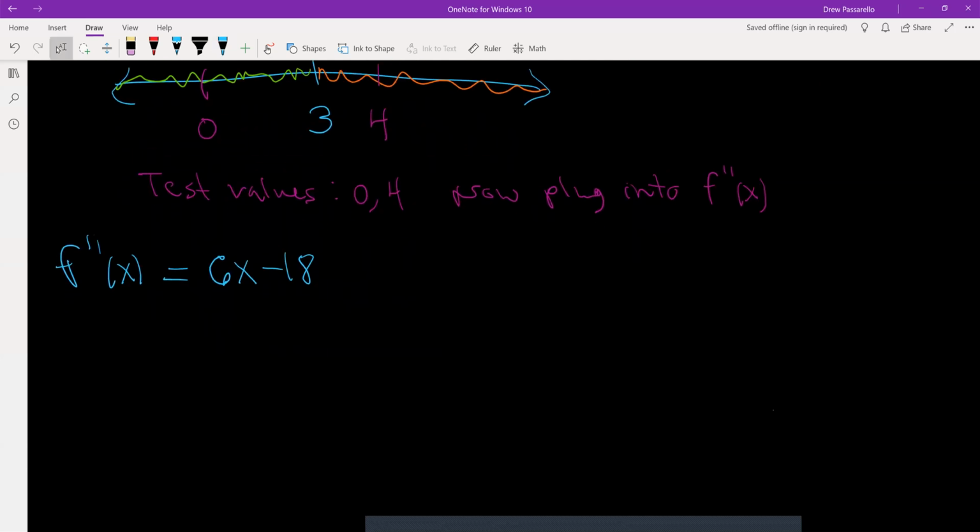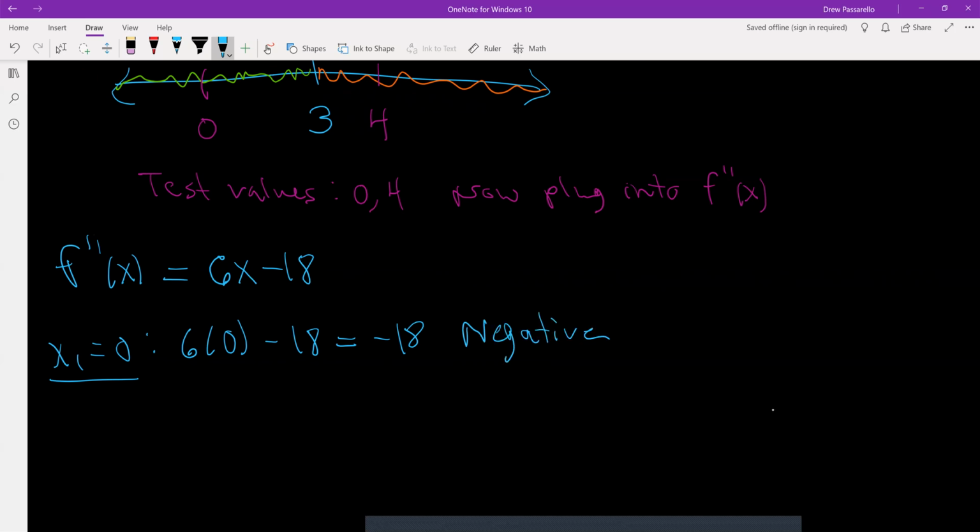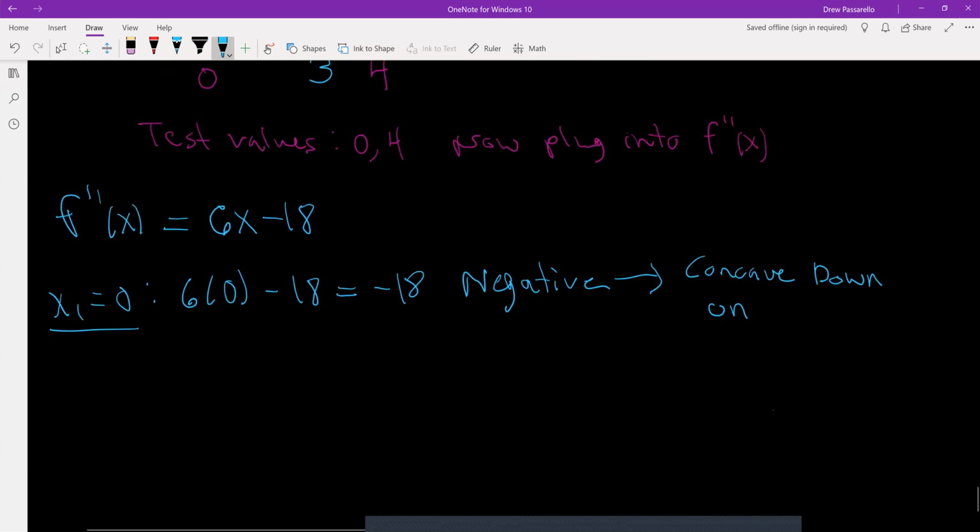So I plug each value in. Let's do the first one, 0. That's going to be 6 times 0 minus 18, and that gives you negative 18. The point is that that's negative, so we only care about the sign. What does negative mean for the second derivative? That means the graph is opening downward, so it's concave down. And that 0 value came from the first interval, negative infinity to 3.